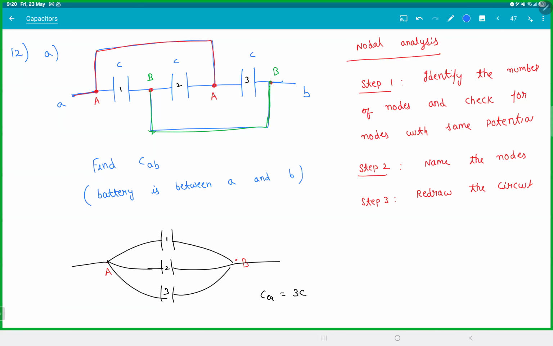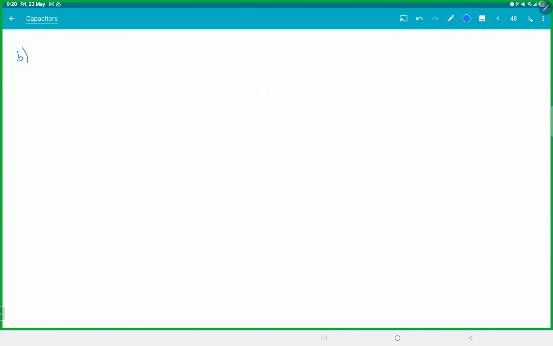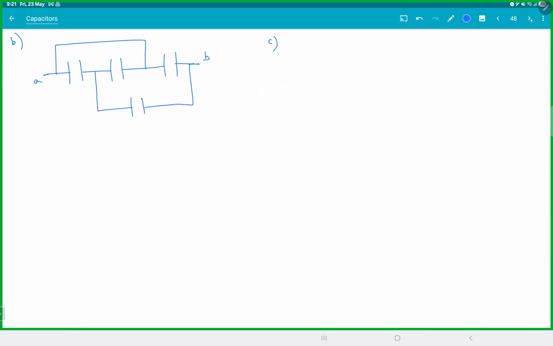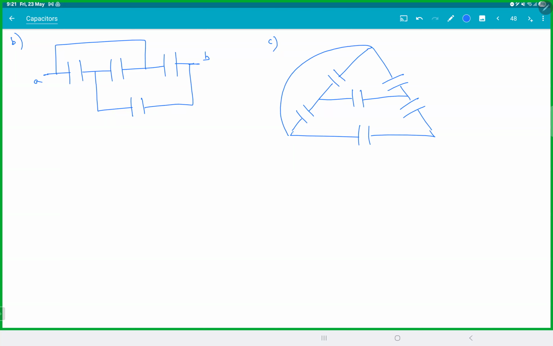Let's see a question like this. Now you guys try. All capacitances are C. Find CAB.